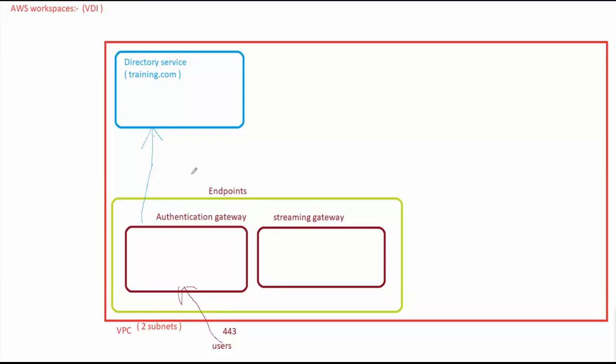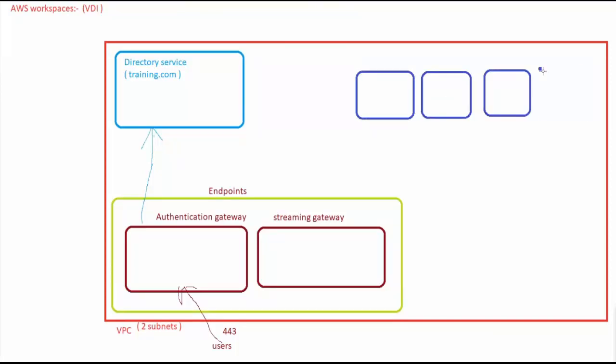Now, once the user authentication is successful, the VDIs which we are deploying for the users, whichever VDI is associated with the particular user, that particular VDI will be streamed to the user using your streaming gateway. Your streaming gateway is going to use port number 4172. So using this gateway, it will be streaming your desktop to the users.